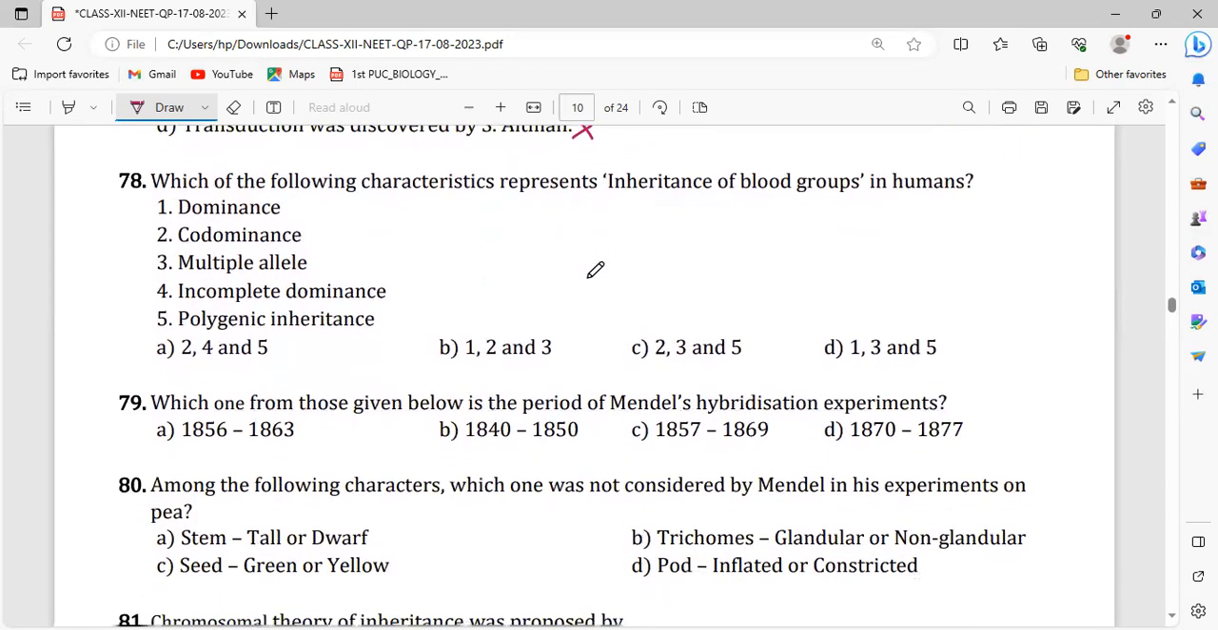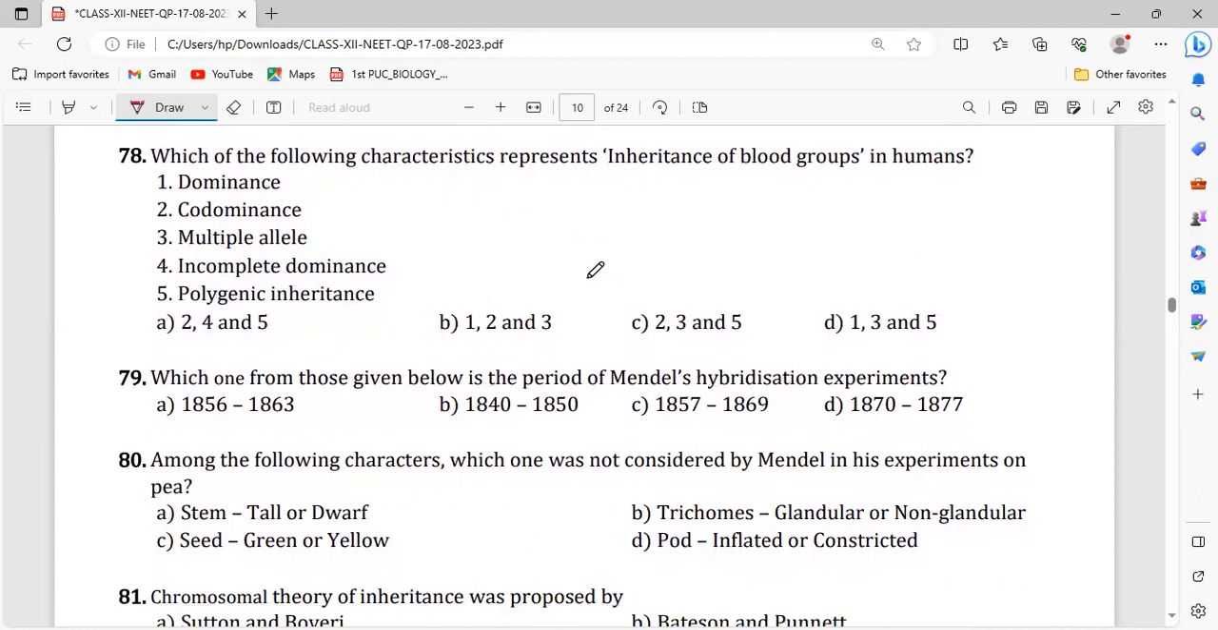78. Which of the following characters represent inheritance of blood groups in humans? Again, inheritance of blood group, if we see, there are three alleles, IA, IB, and i. So it is multiple allelism. That is correct. And if we take AB blood group, the genotype will be IA IB. Here both alleles are expressing.